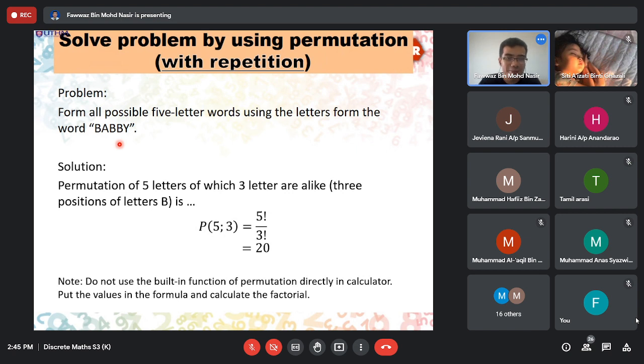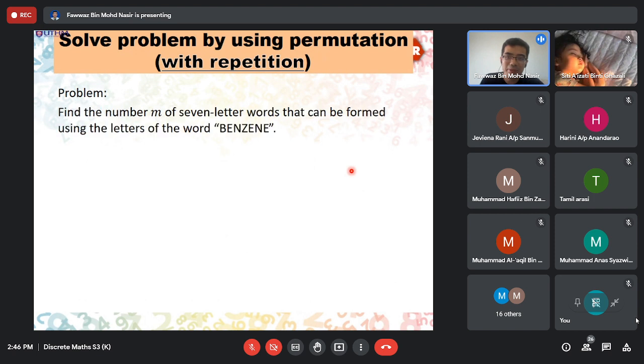Boleh? Boleh. Okay. So any other question before we continue? Tak ada. Tak ada? Okay. No, sir. So this one, dalam this example, B ni saja yang repeated 3 times. Kita tengok pada example yang di mana kita ada this word, benzene. Okay, so dalam benzene ni kita ada E yang repeated 3 times, N repeated 2 times. So kita tengok macam mana kita nak pakai formula yang tadi tu untuk solve this problem.